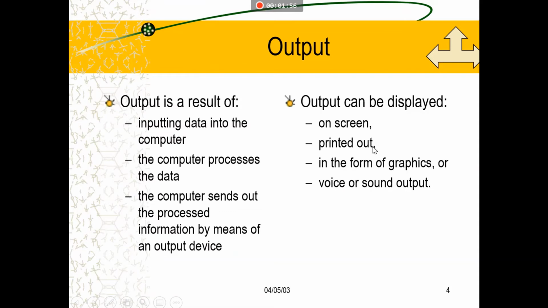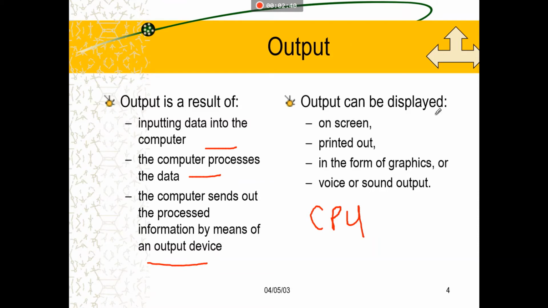Now we are going to discuss more about the output devices, by which we can get the output. This is the result of the inputs we give to the computer. We input data into the computer, and the computer processes the data with the help of the CPU. The CPU, the central processing unit, is known as the brain of the computer, and it processes our input data or instruction and gives us the output. The computer sends out the processed information by means of the output devices.